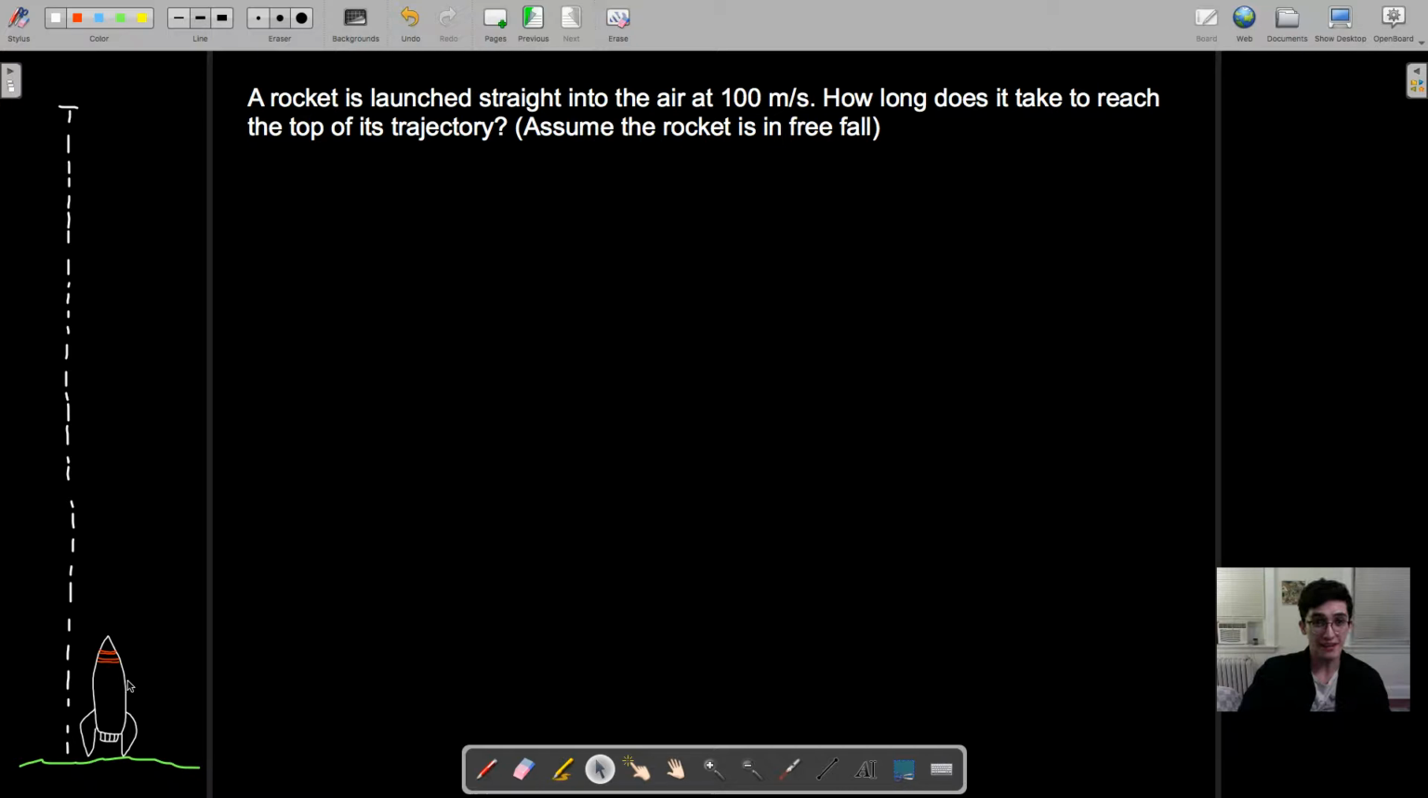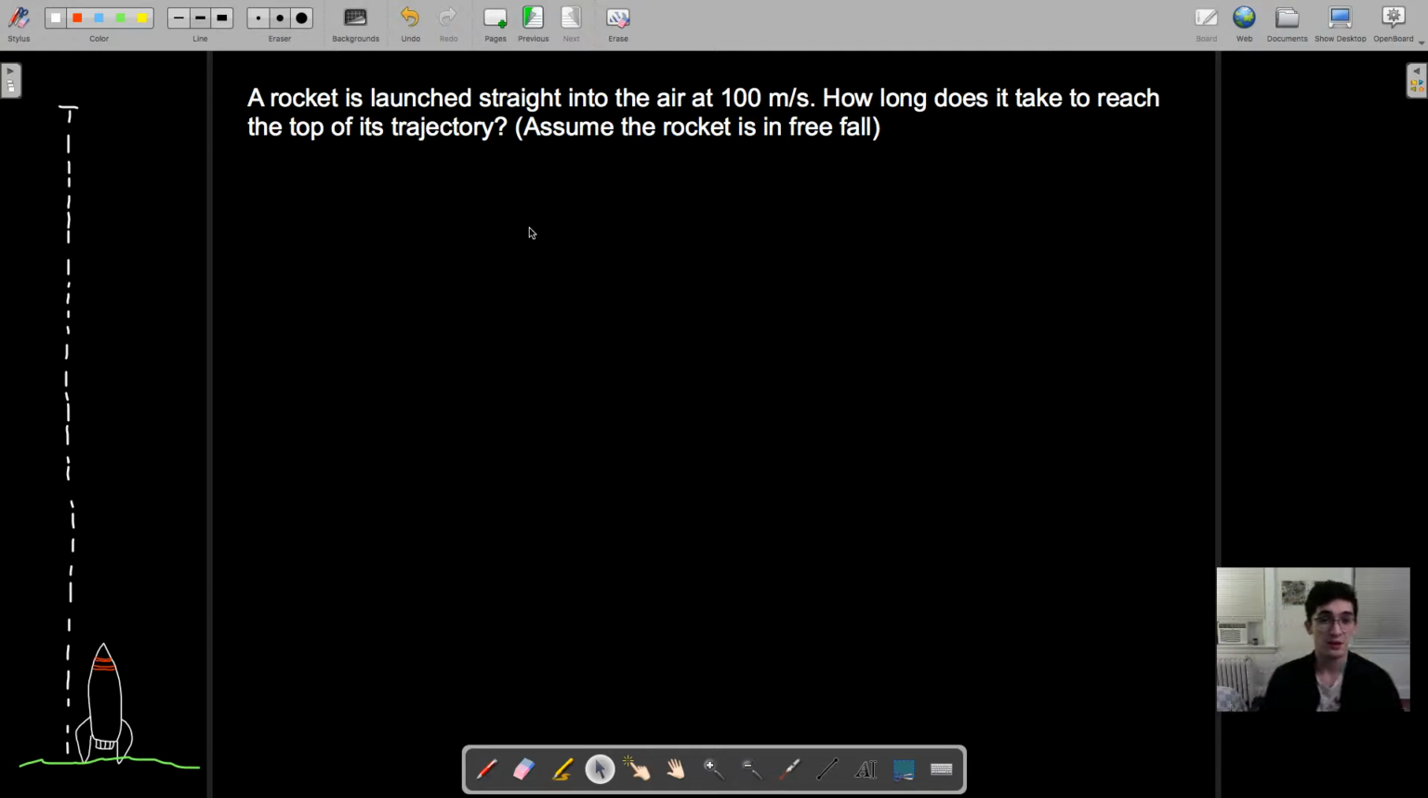This rocket starts at a speed of 100 meters per second, okay? Then we are asked, how long does it take to reach the top of its trajectory? Well, we actually know something about the rocket at the top of its trajectory. We actually know the speed of the rocket at the top of its trajectory. See if you can figure out what the speed is of the rocket at the top of its trajectory.